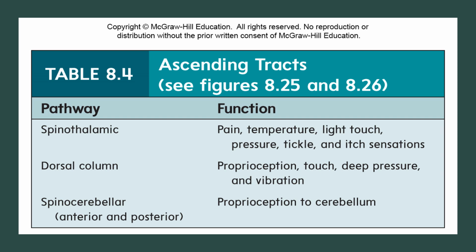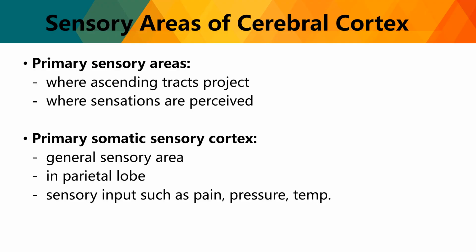stimulus or action potentials from the peripheral of your body sa gilid going to your brain. Okay? And then there are different pathways of the ascending tracts depending on the function. Okay? And then sensory areas of the cerebral cortex. So we have your primary sensory areas where ascending tracts project and where sensations are perceived. So primary somatic sensory cortex is the general sensory area in the parietal lobe, and its sensory input is for pain, pressure, and temperature.